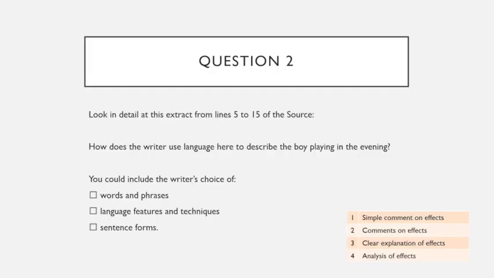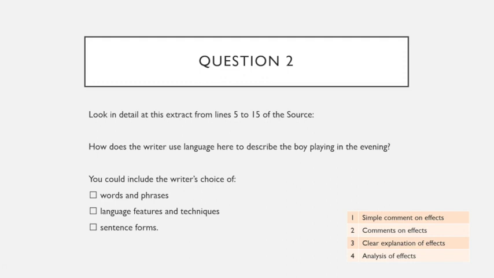Okay, question 2. Question 2 is a language question, and it will ask you to look at a section of the source. So here we've been asked to look from lines 5 to 15, and you should definitely start by identifying that section on your annotation, identifying it on the extract that you've been given. The question asks, how does the writer use language here to describe the boy playing in the evening?